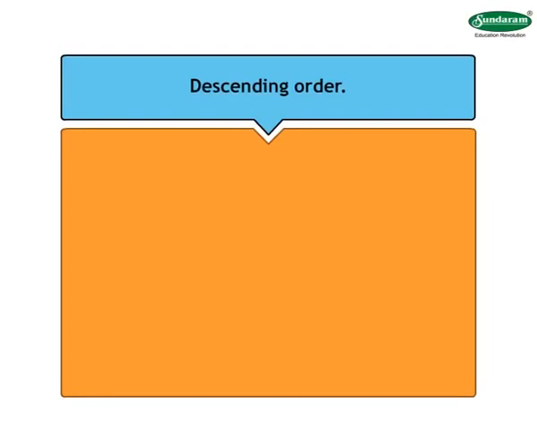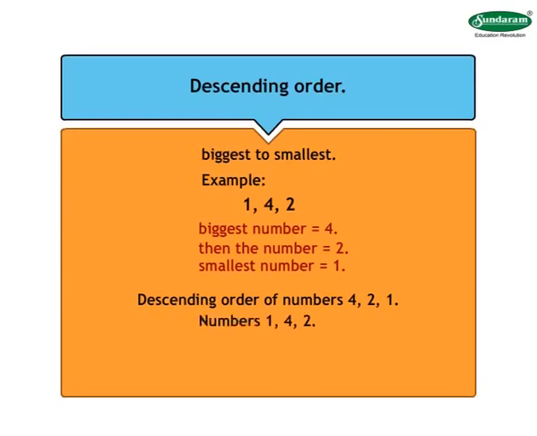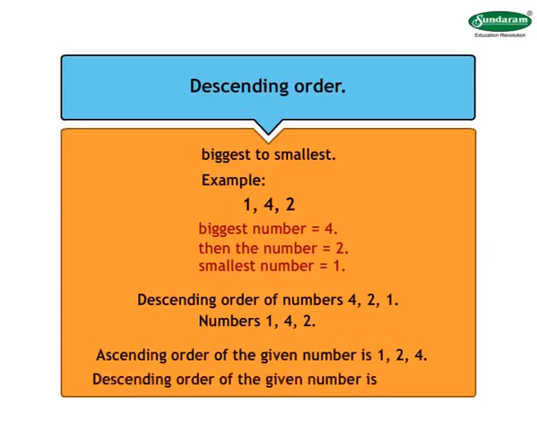Descending order means from biggest to smallest. Take the same example, 1, 4, 2. Write the biggest number 4 first, followed by the number 2, then the smallest number 1. Thus, 4, 2, 1 is the descending order of numbers. Let us summarize the example. Numbers given were 1, 4, 2. Ascending order of the given numbers is 1, 2, 4. Descending order of the given numbers is 4, 2, 1.